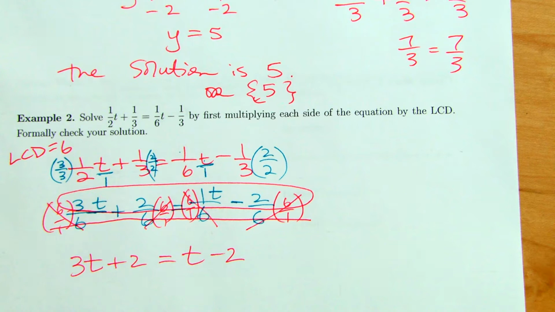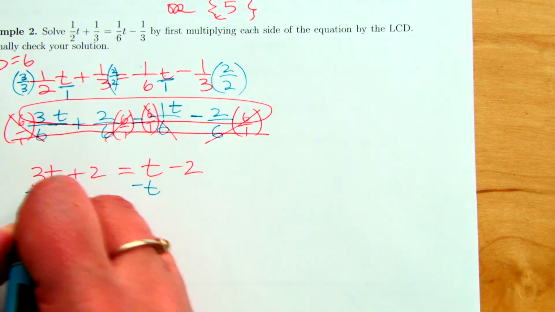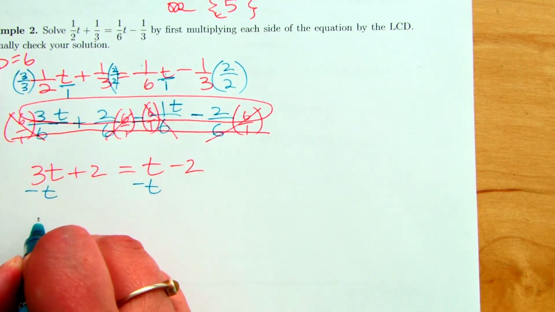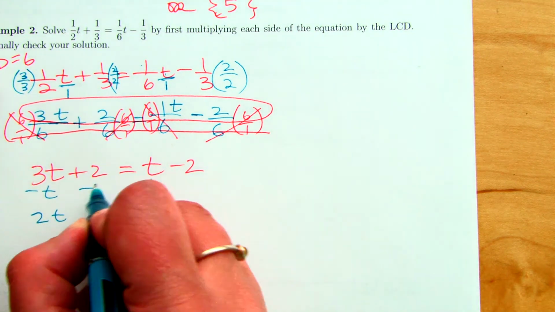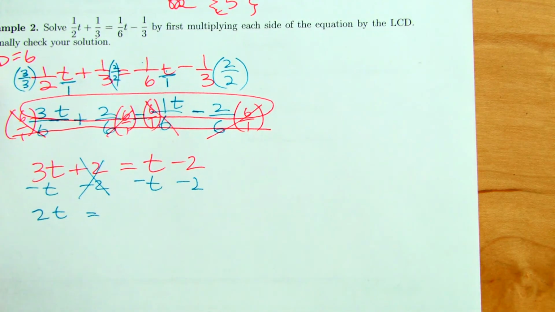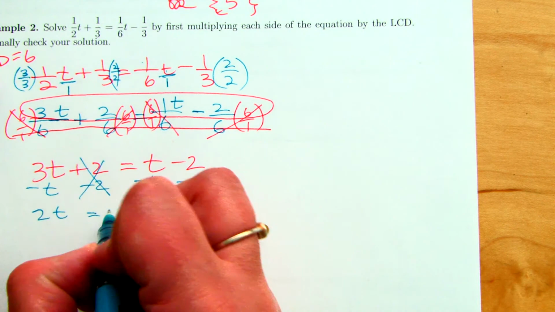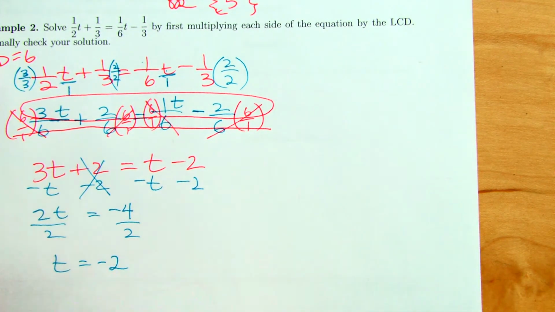What would you do to solve this one? Minus t, right? How many t's do you get? 2t minus 2 equals, these are gone. How many numbers do you have? -2 minus 2 is -4, right? Divide by 2. t is equal to -2.